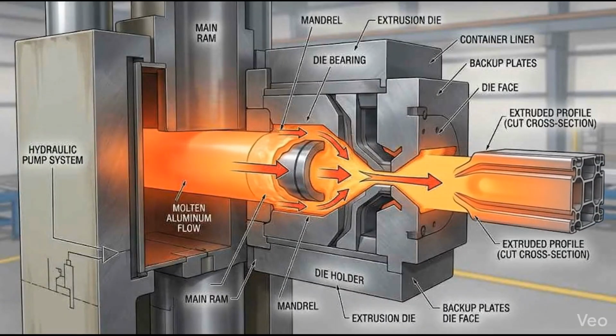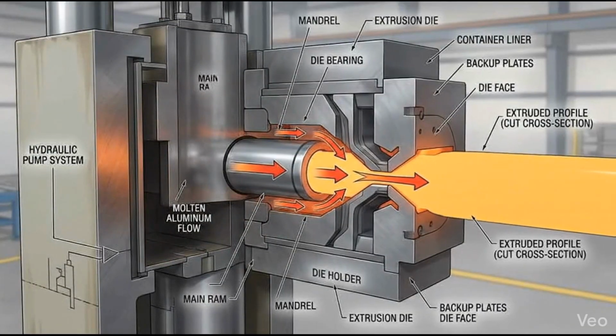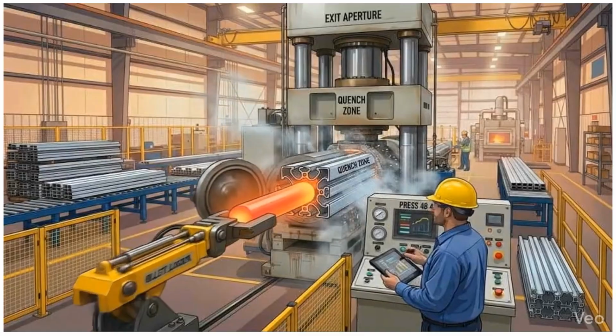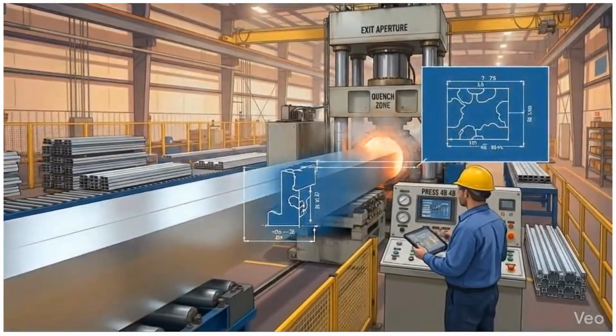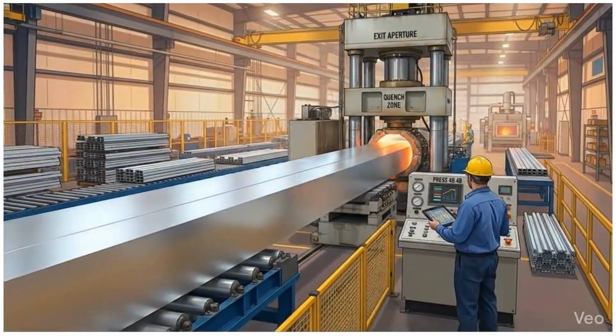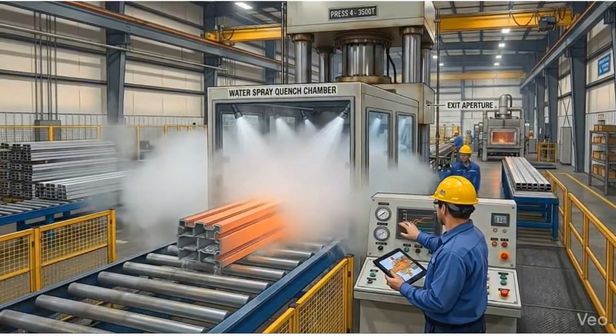The softened material flows through a specially designed die opening. As the material exits the die, the desired profile is formed. The extruded product is cooled using air or water systems.